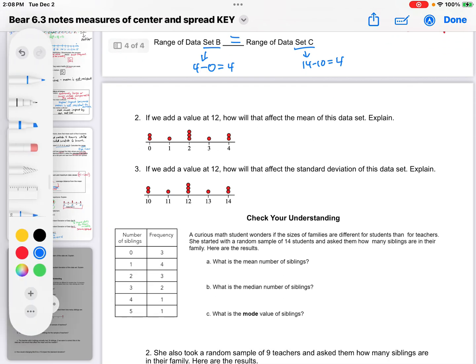All right, let's look at these ones. Let's say we had this data set here and we add a value of 12. Okay, so let's say 12 is down here and we add that on there.